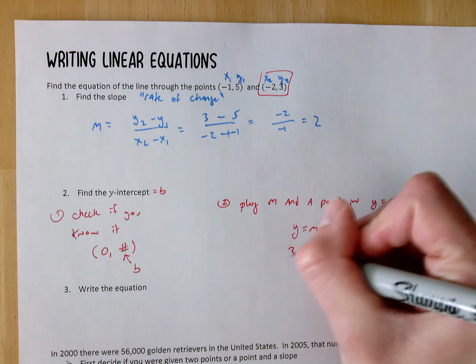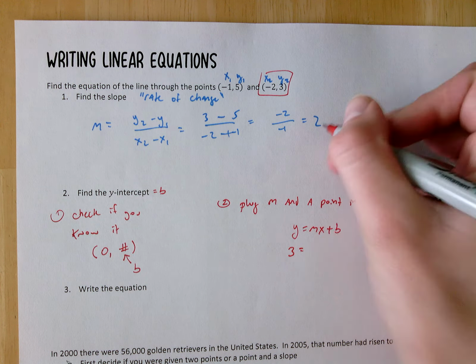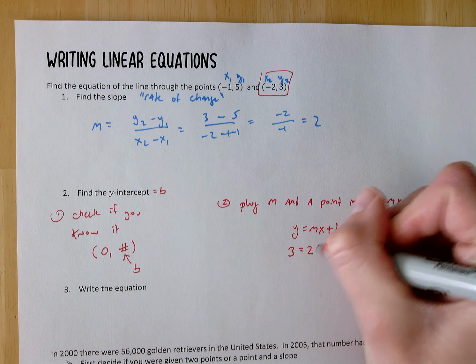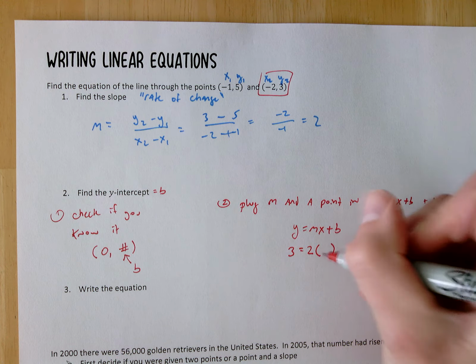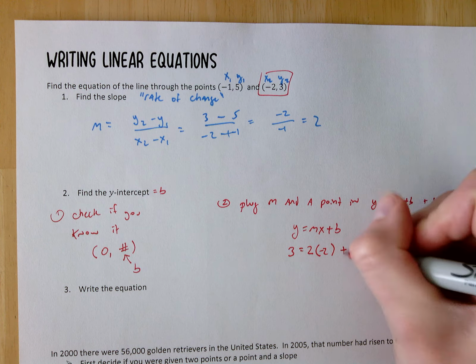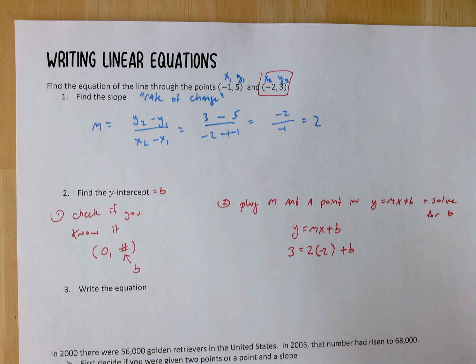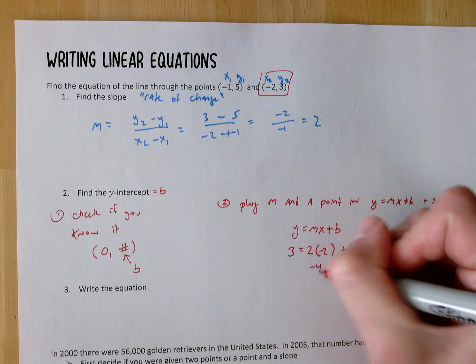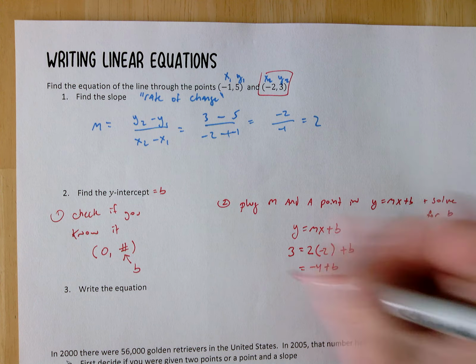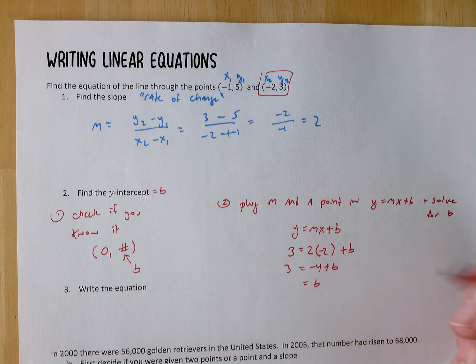Y coordinate at that point is 3. We just found m, our slope is 2, times the x coordinate at that point, which is -2. And b is the thing that I'm looking for. So multiply these guys, that's -4. And solve for b. So I'm going to add 4 to both sides, and I get 7.